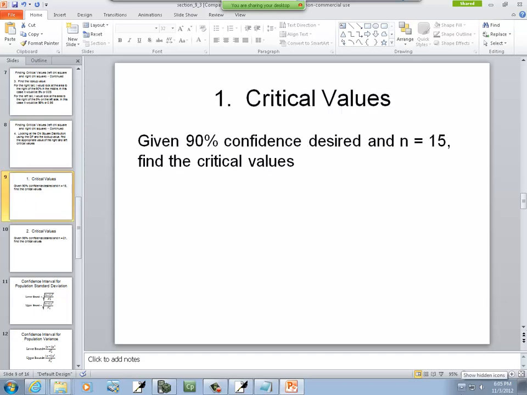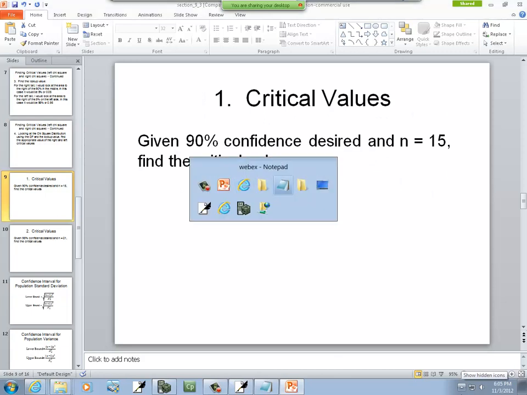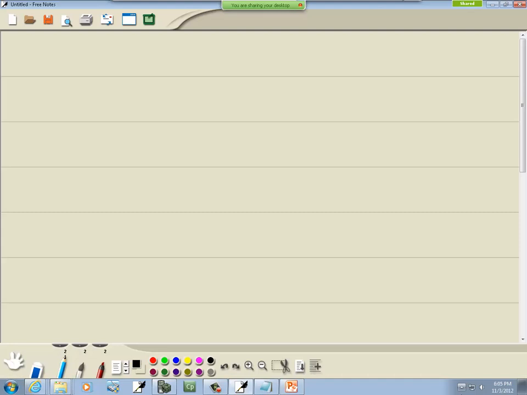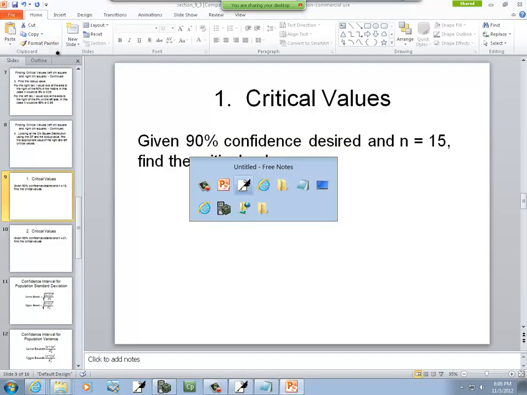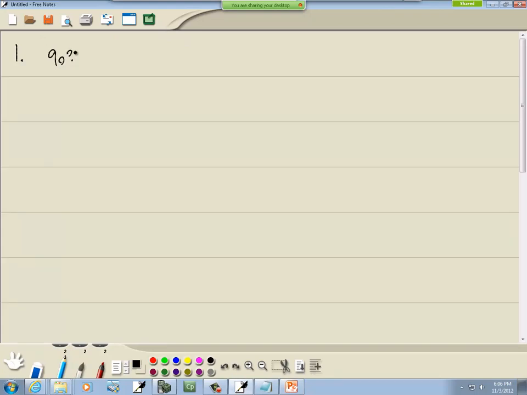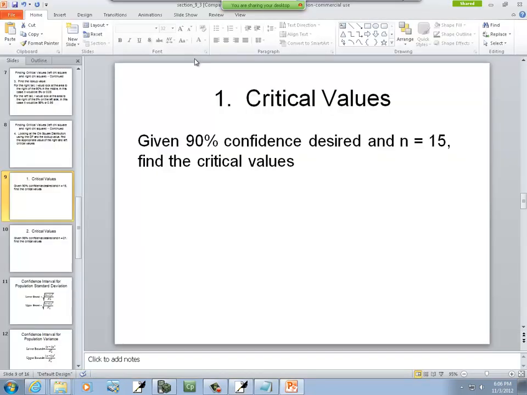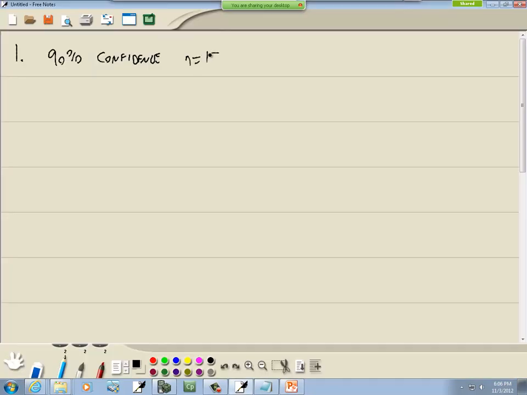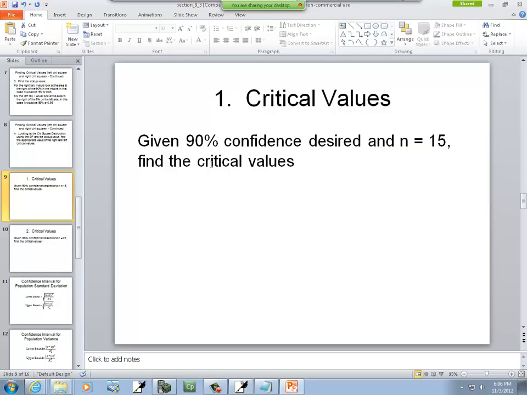Well, let's take a look at some examples, see what in the world this is saying. Okay, so we've got 90% confidence desired, and n is equal to 15. It says find the critical values.